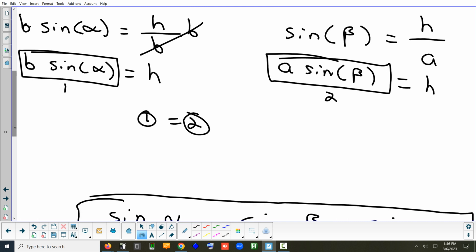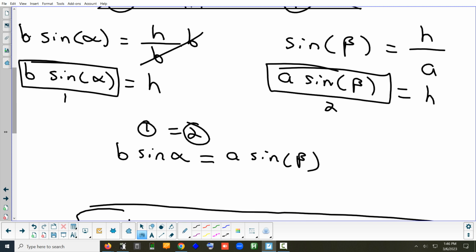Well, write that down. This equals this. Those 2 things have to be equal to each other because they both calculate the height. And the last thing to make this look like the law of sines is we want to put the A over with alpha, and I want to put the B over with beta. So I just want to move a couple things around. How would I move this A so it's over on the left side?